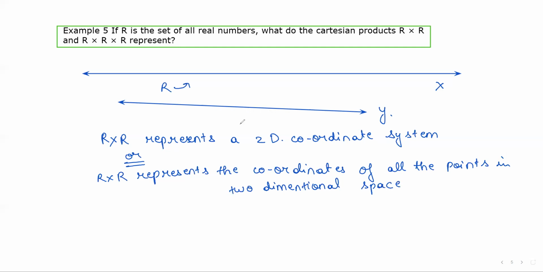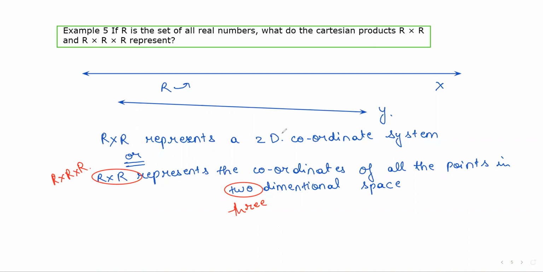Similarly, if we had R cross R cross R, here you have x, y, z axes. So this represents a three-dimensional space, the coordinates of a three-dimensional space.